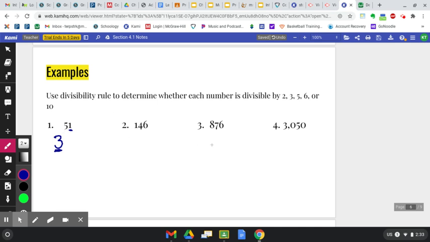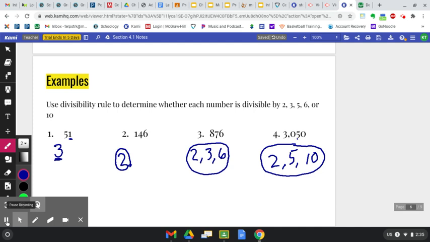So go through and check using those rules for 2, 3, and 4. All right, so if we look here, 146 is divisible by 2 and not 3, 5, 6, or 10. Number 3 was divisible by 2, 3, and 6. And number 4 was divisible by 2, 5, and 10.